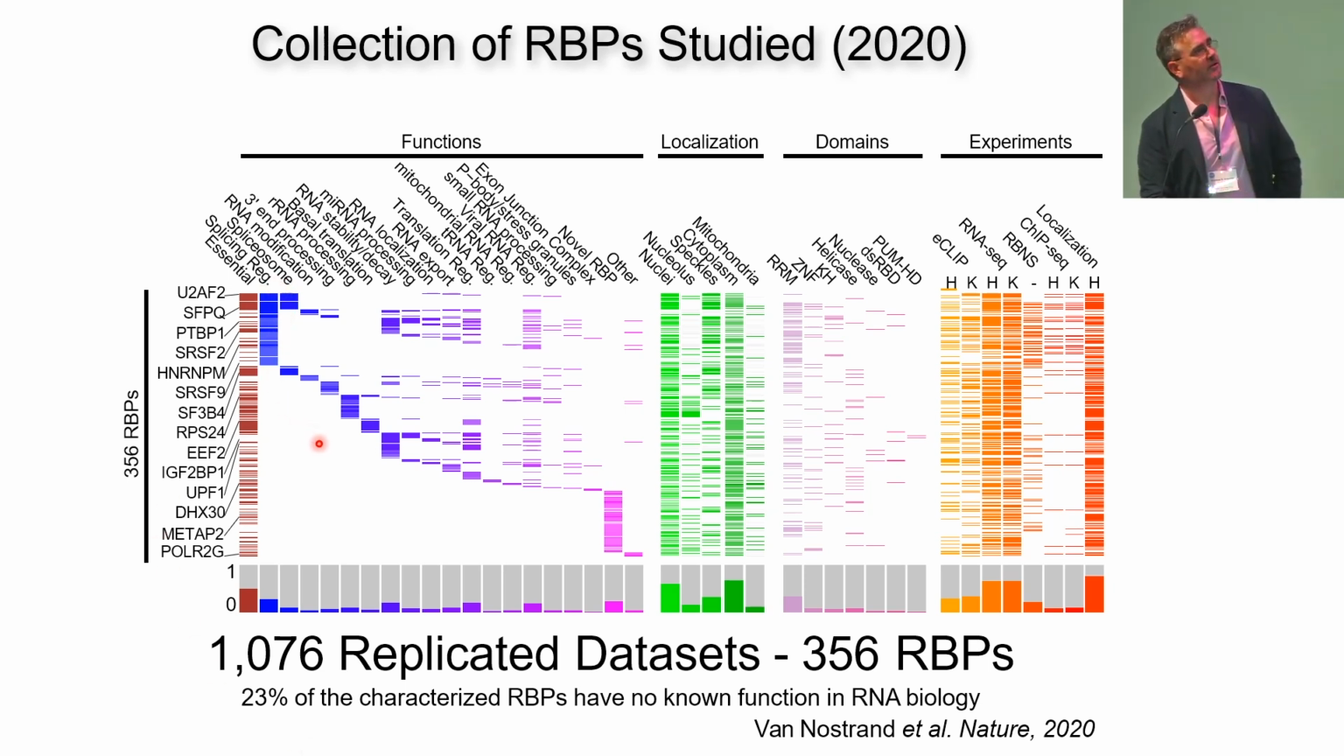And so this bluish purple section here is the functional annotations of these proteins. These proteins are involved in a broad spectrum of different activities, from splicing to translation to RNA localization. But about 25% of the proteins that we've characterized have no known function in biology. They are just annotated as an RNA binding protein, or they've been identified in an assay to characterize RNA binding proteins. So this provides us an opportunity to provide functionality to a lot of different proteins.